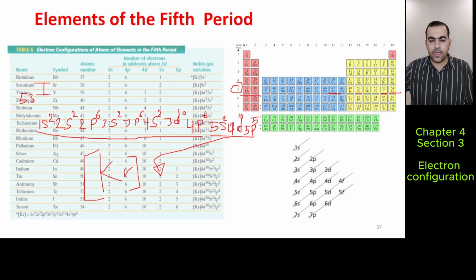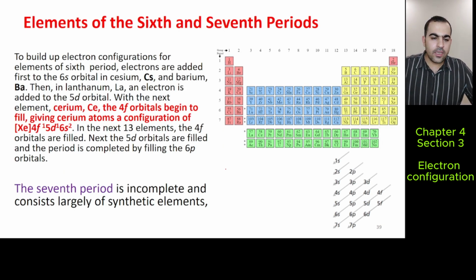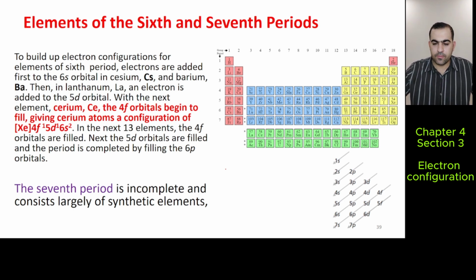Okay, but we have exceptions in the fifth period. There are 7 exceptions. You don't need to know all of them. Here, just know silver. Its electron configuration is similar to that of copper: one electron from 5s has moved to 4d. Okay, that's it. Guys, elements of the 6th and 7th periods are actually not mentioned in the book, their electron configurations, because there are many exceptions.